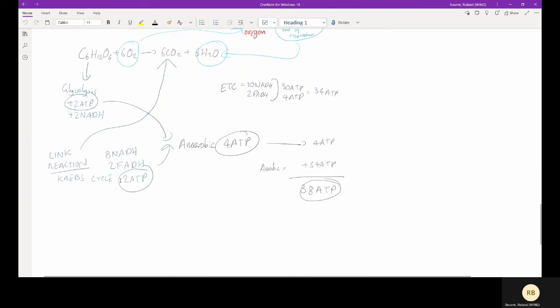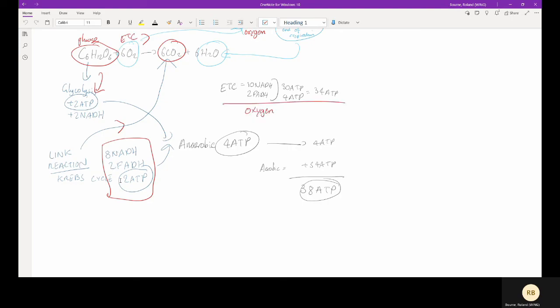To recap, we have glucose. Glucose breaks down and we form 2 ATP and 2 NADH. We then go through the link reaction and the Krebs cycle and form CO2, 8 NADH, 2 FADH and 2 ATP. We put in oxygen in the electron transport chain and convert 10 NADHs into 30 ATP and 2 FADHs into 4 ATP. So we form water at the end of the electron transport chain and 34 ATP. In total, anaerobic respiration will only form 4 ATP. However, aerobic respiration will form 38 ATP.